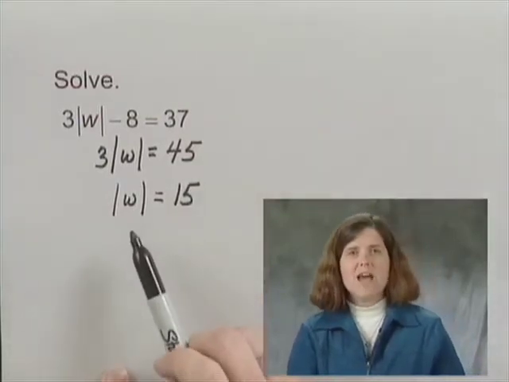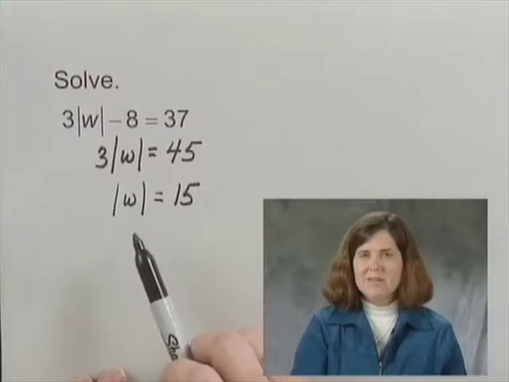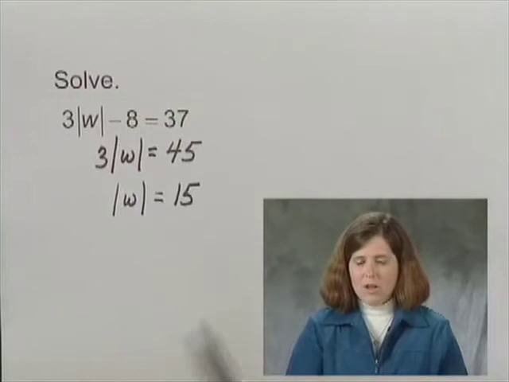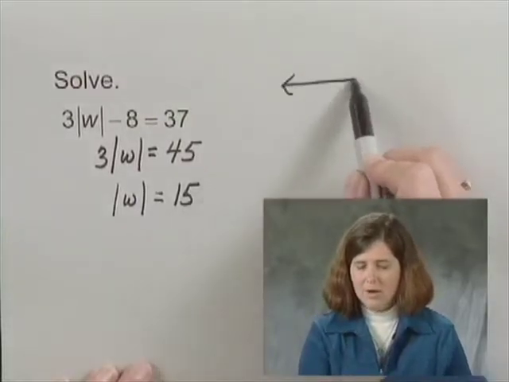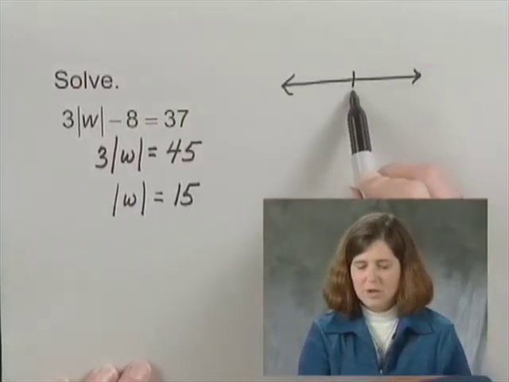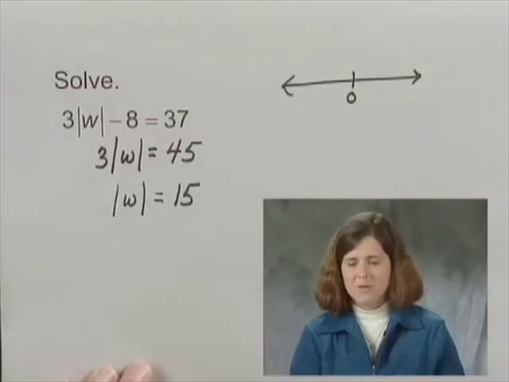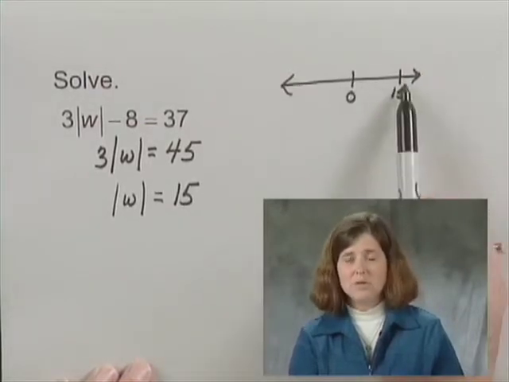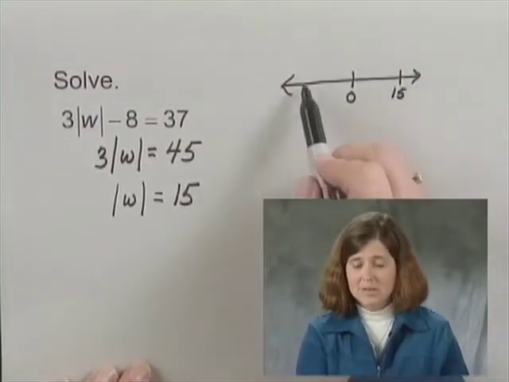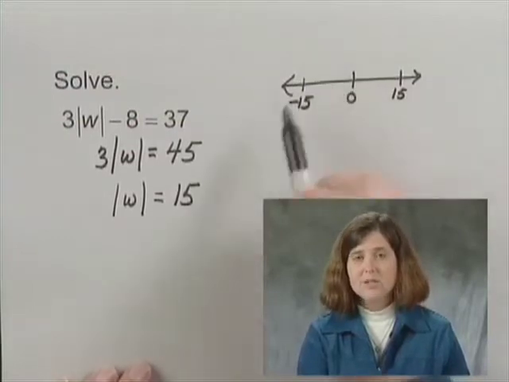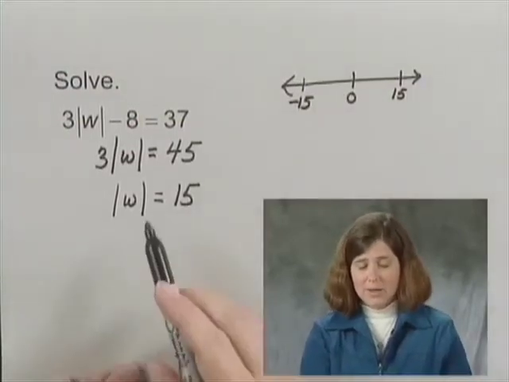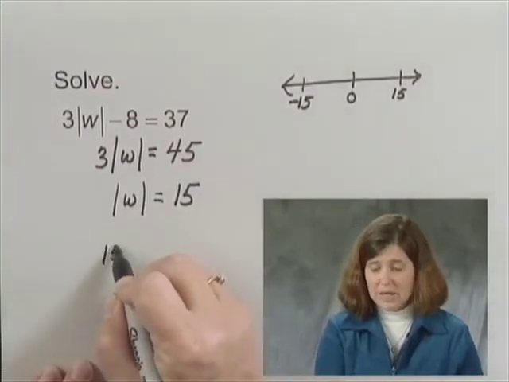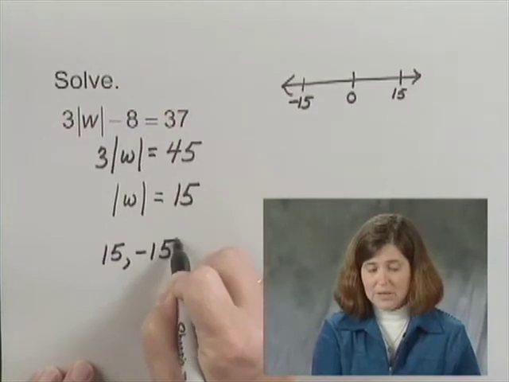Now that we've solved for the absolute value of w, we need to think what numbers have an absolute value of 15. Well, on a number line, all the numbers that are 15 units away from 0 will have that absolute value. 15 is one answer that's 15 units away from 0, but there's another answer, negative 15, is also 15 units from 0. So there are actually two possible answers for w. Those are 15 and negative 15.